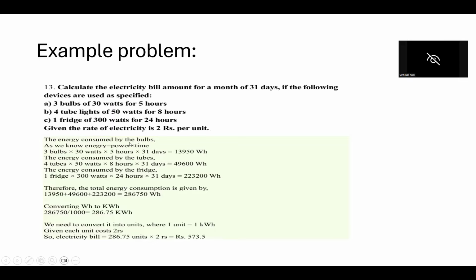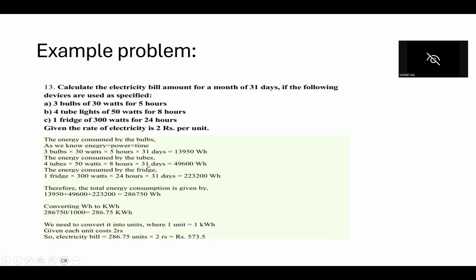Now the energy consumed by the bulbs. The formula is energy is equal to power into time. So 3 bulbs, each of 30 watts, used for 5 hours. Power into time, 30 into 5. But how many bulbs are there? 3 bulbs, so 3 into 30 into 5. How many days are they used? 31 days, so into 31 is equal to 13,950 watt hour. Next, the energy consumed by tube lights: 4 tube lights, 50 watts rating, 8 hours usage, number of days equal to 31. The basic formula is power into time only.